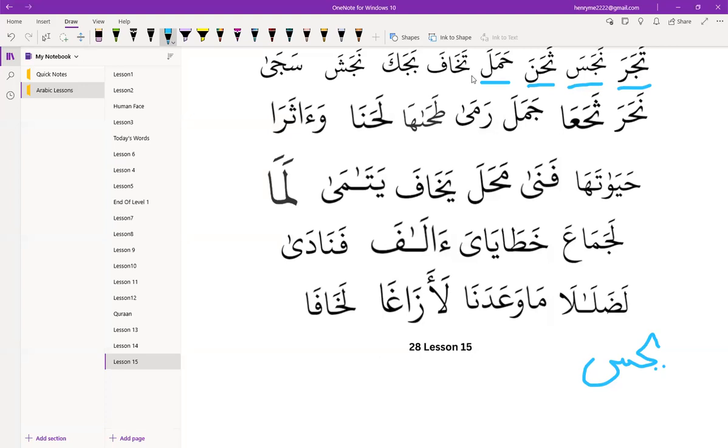So the third word is takhafa. Now there are two concepts from level 3. The first one is the ta on top, then the kha, and it has an alef after it, and the alef doesn't have a hamza on top. So the fatha here will be a double sound. It will be takhafa.